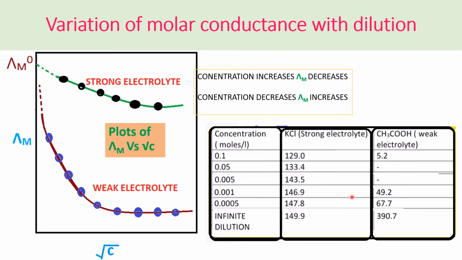Thus, you can clearly understand from this table. Infinite dilution means the solution is so dilute that its molar conductivity does not change with further dilution. For a strong electrolyte at infinite dilution, the molar conductivity value is 149.9, and for a weak electrolyte like acetic acid, the molar conductivity is 390.7.